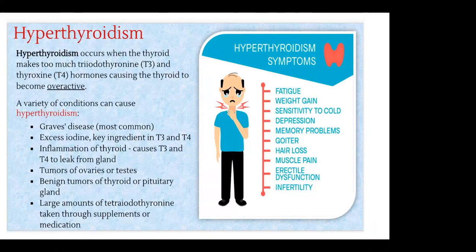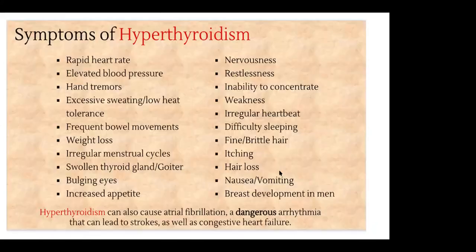Some of the symptoms include fatigue, weight gain, sensitivity to cold, depression, memory problems, goiter, hair loss, muscle pain, erectile dysfunction, and infertility. Some other symptoms of hyperthyroidism that you may experience are irregular heartbeat or rapid heart rate, something called arrhythmias, even itching, nausea and vomiting, and breast development is seen in some men. Nervousness and even restlessness, inability to concentrate, in addition to the characteristic bulging of the eyes, are all symptoms of hyperthyroidism. Hyperthyroidism can cause atrial fibrillation, which is a dangerous arrhythmia that can lead to strokes as well as congestive heart failure.